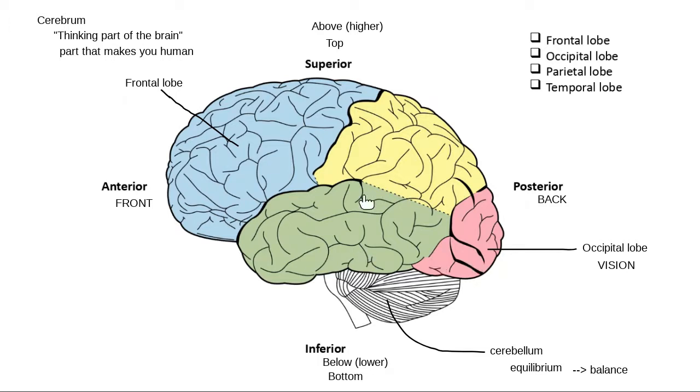Next door to it is a lobe that's going to help us out with hearing. What's the lobe right here in green? Who helps me out with hearing? Yeah, the temporal lobe, exactly. So this is the temporal lobe by the temporal bone. This helps us out with hearing.